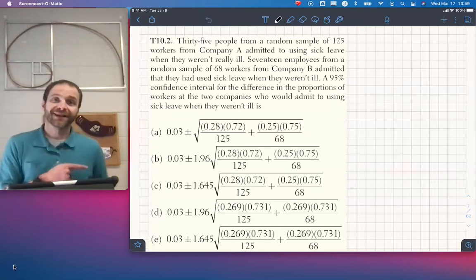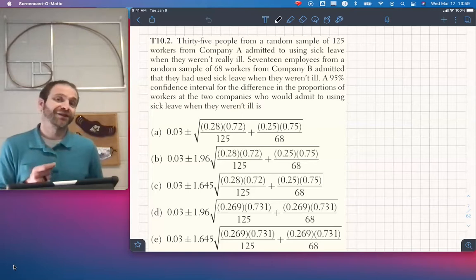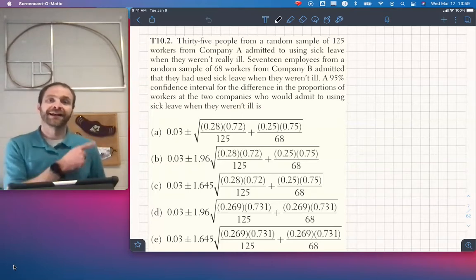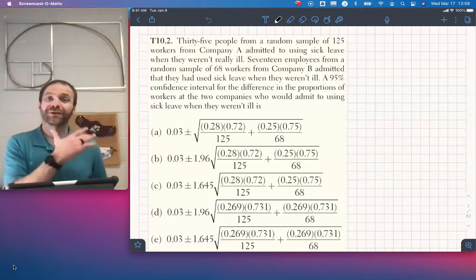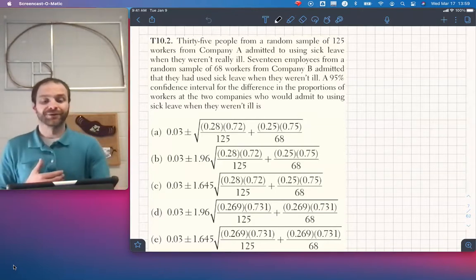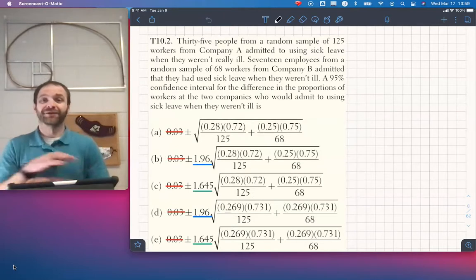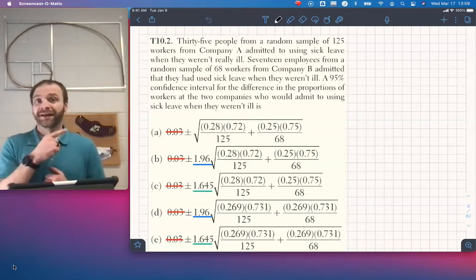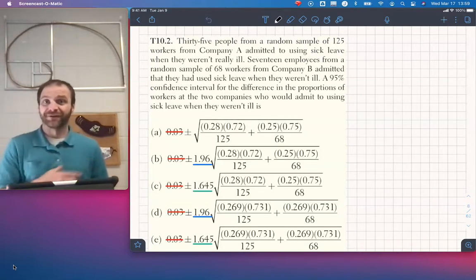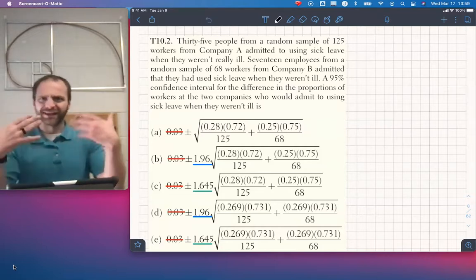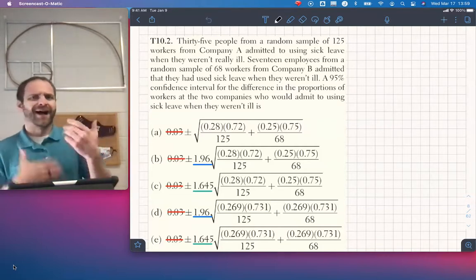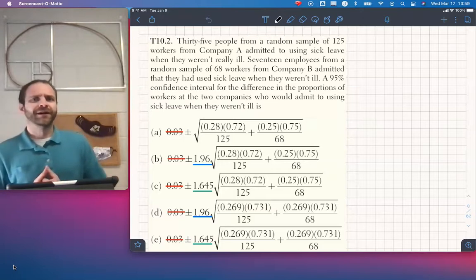Notice in the choices, they all have a 0.03 and they all have the structure of a confidence interval. Now, if I look at that last part, it does say a 95% confidence interval. They all have the 0.03, so I'm not even going to bother to look at the 0.03. I have a 1.96 and a 1.645, so maybe I'm thinking those are critical values. So I'm going in this wondering, what's the critical value?